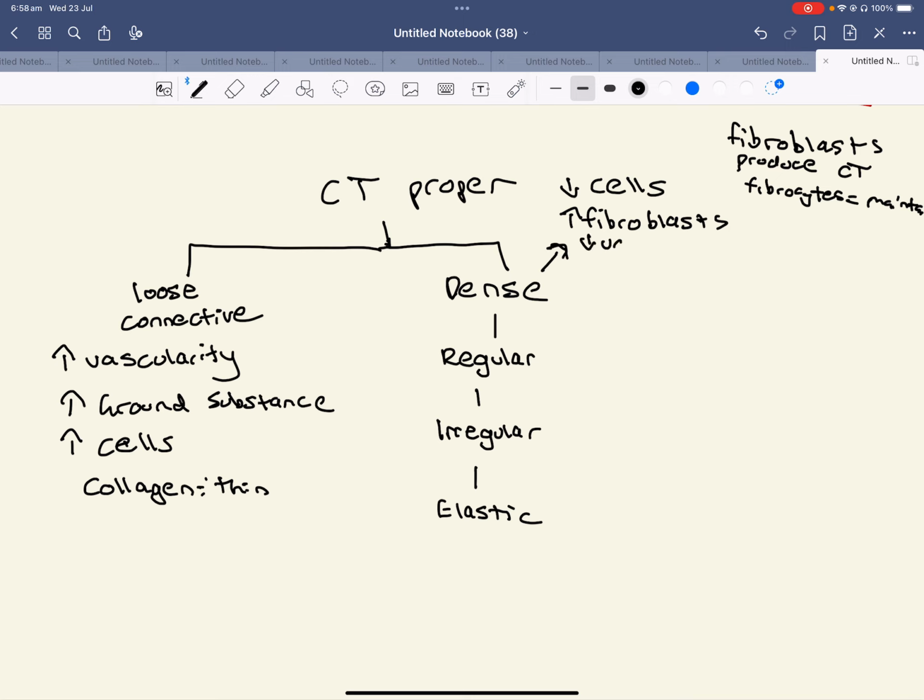But it has low vascularity. That's why it's hard to repair, right? So an example of a dense connective tissue is tendons. They take a long time to repair because they have low vascularity, a low amount of ground substance. Okay, and it also has collagen fibers. But collagen fibers, in this case, are thick compared to the collagen fibers of the loose connective, which are thin.